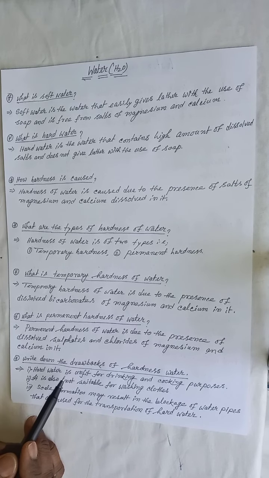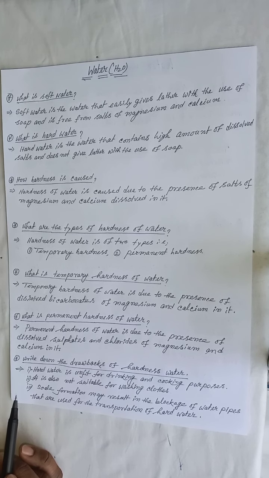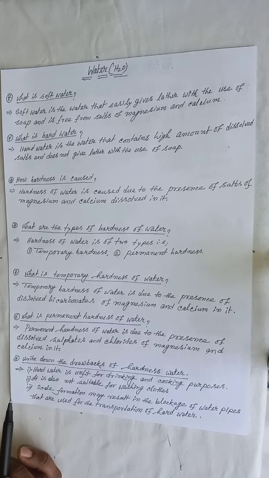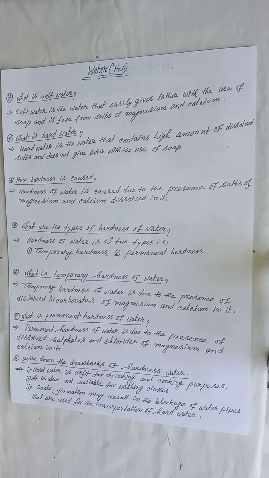Write down the disadvantages, that is, the limitations of hard water. Hard water is unfit for drinking and cooking purposes. It is also not suitable for washing clothes. Also, scale formation may result in the blockage of water pipes that are used for the transportation of hard water.